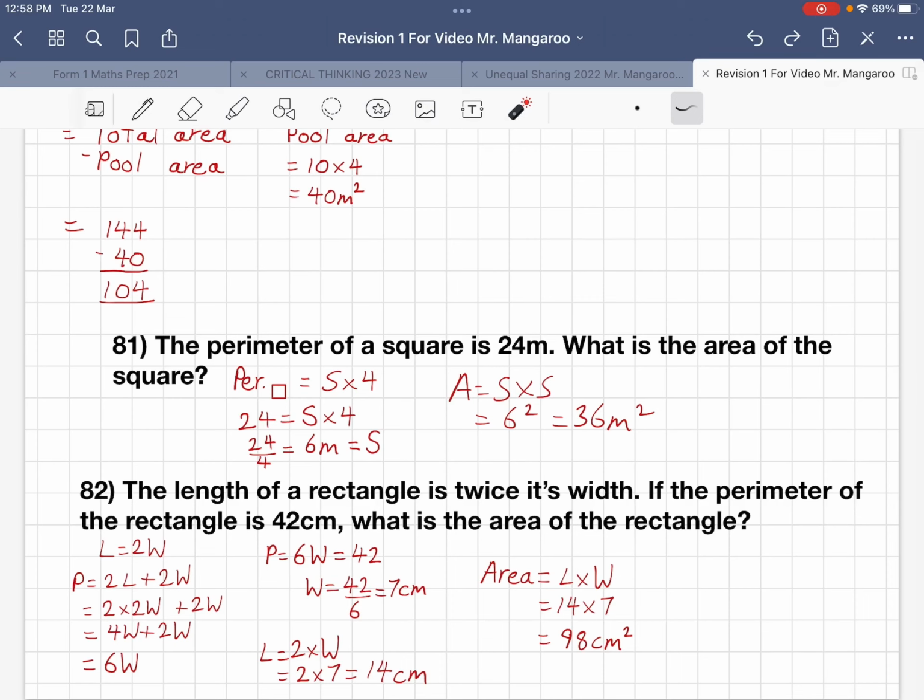Question 2. What is the modal number of pets? So it must be a number of pets. The answer must be a number of pets. So 2 is the mode because 2 has the most number of students.